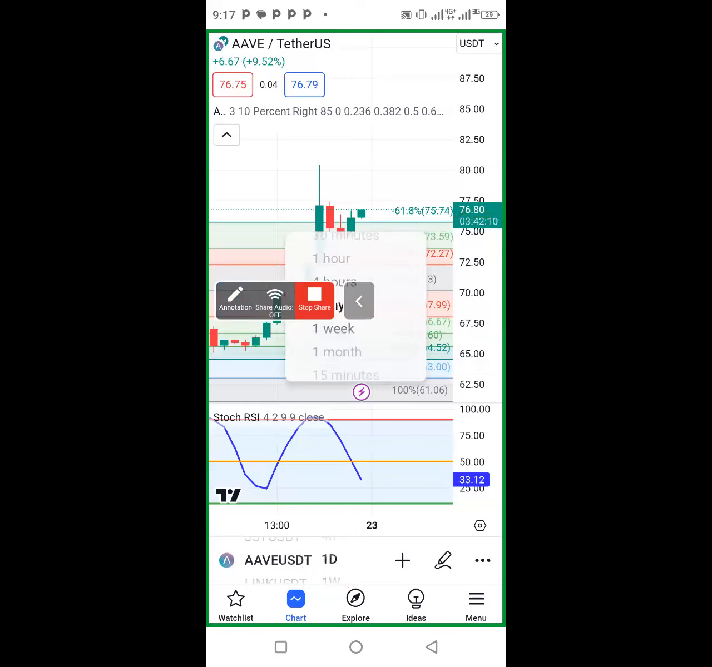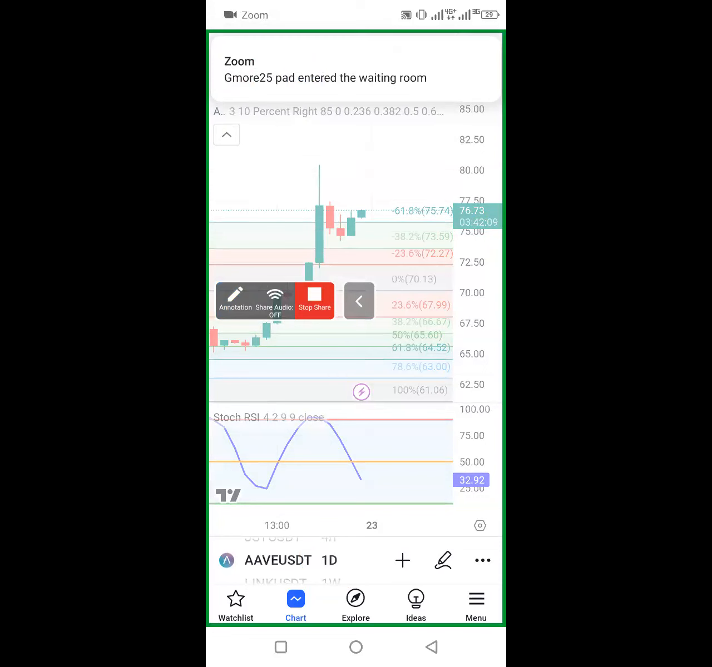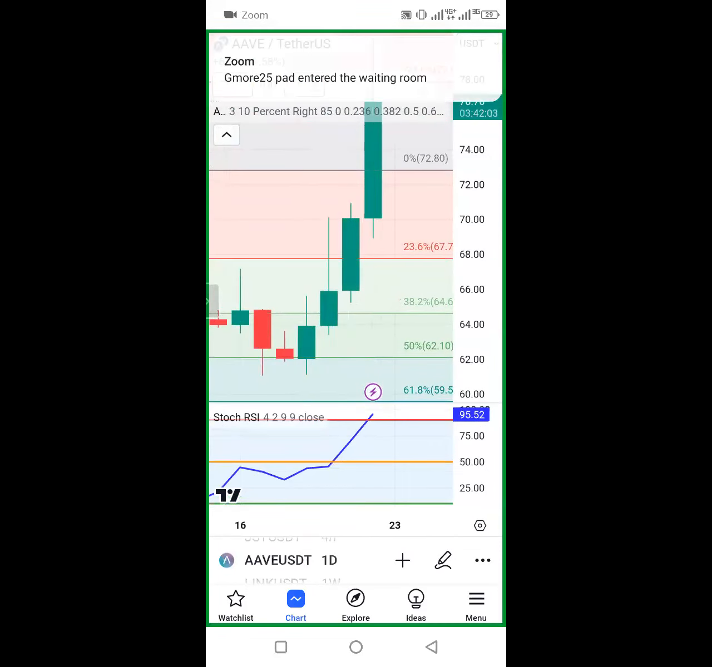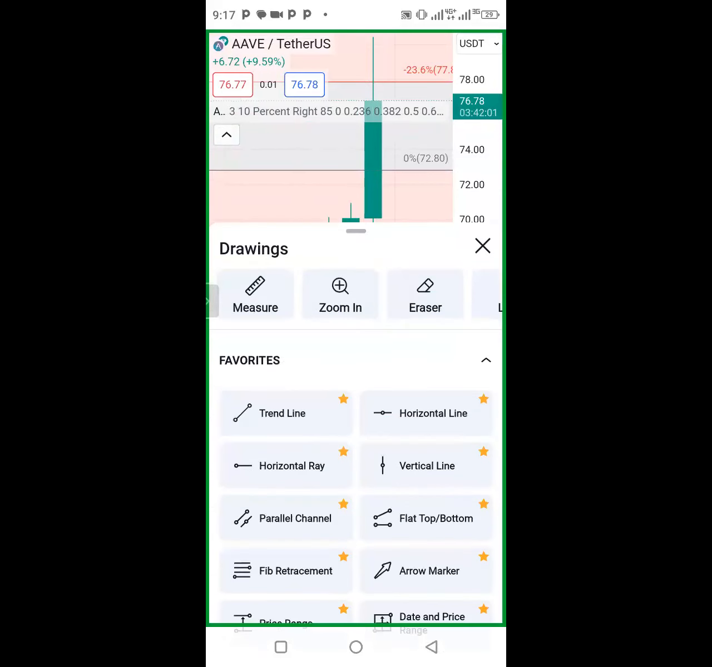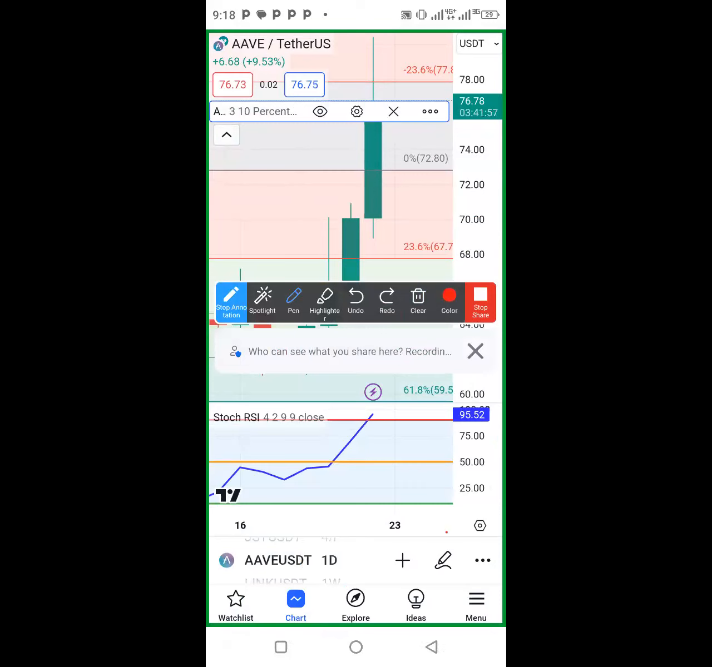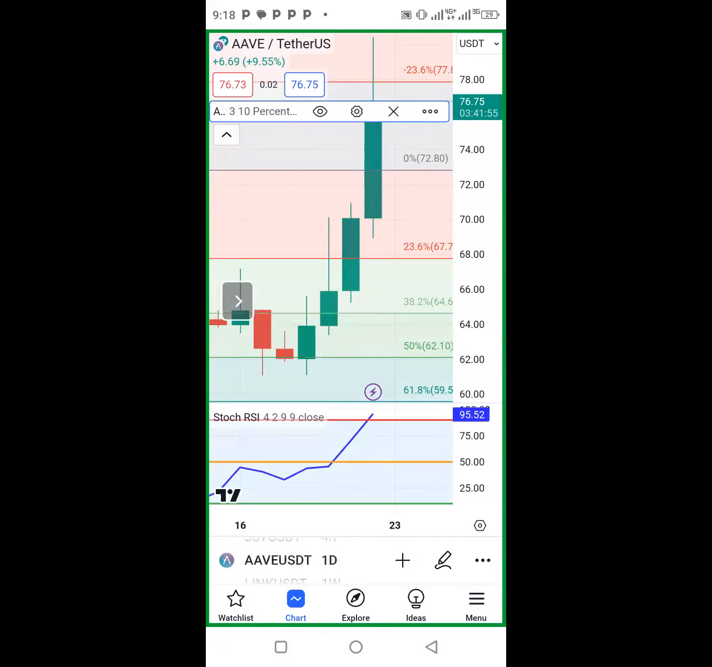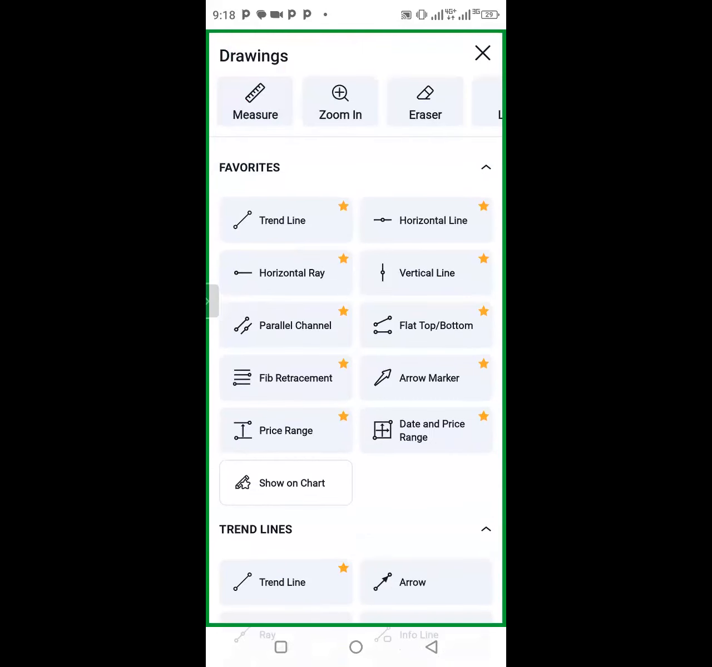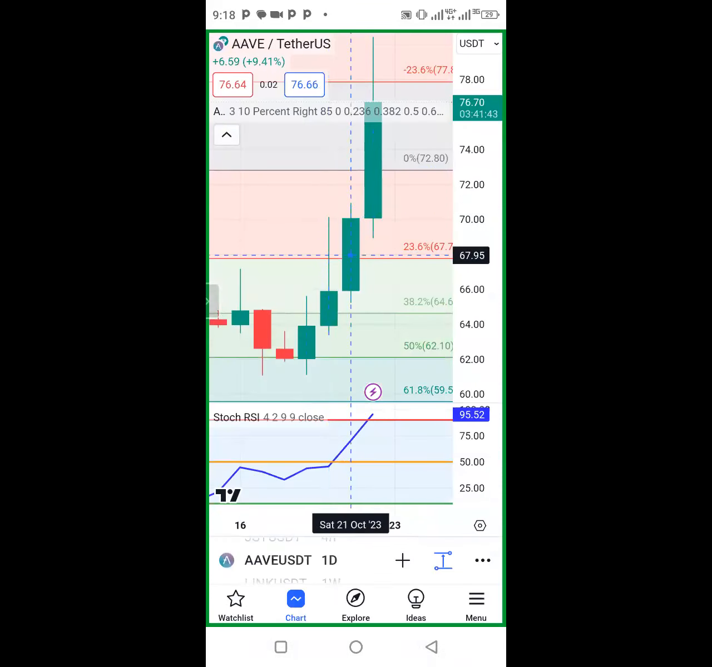Then when you move it to 1 day, I'm using 1 day, we trade on 1 day, 4 hour, and 1 week. Now you see, we take this price range, and you pick it. If you don't know how to save this, go and watch our video on how you can set up your indicators. You'll see how you can save all this. When you tap on price range, now you see, I can play with this.